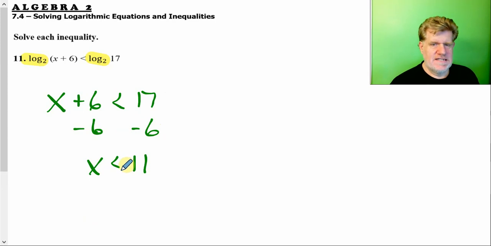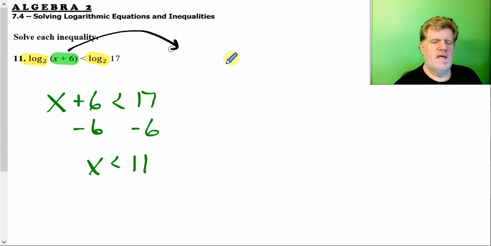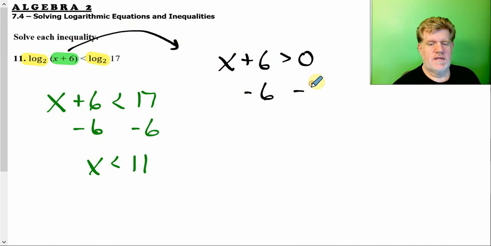If x is less than 11, we're talking about all the numbers that are 0 and negative and all stuff like that go in that direction. So we need to look at x plus 6 specifically. Now what I want to know, I need x plus 6 to be greater than 0, or else it won't work. If x is negative 14, it's going to have a log of a negative, and I can't do that. X has to be greater than negative 6.